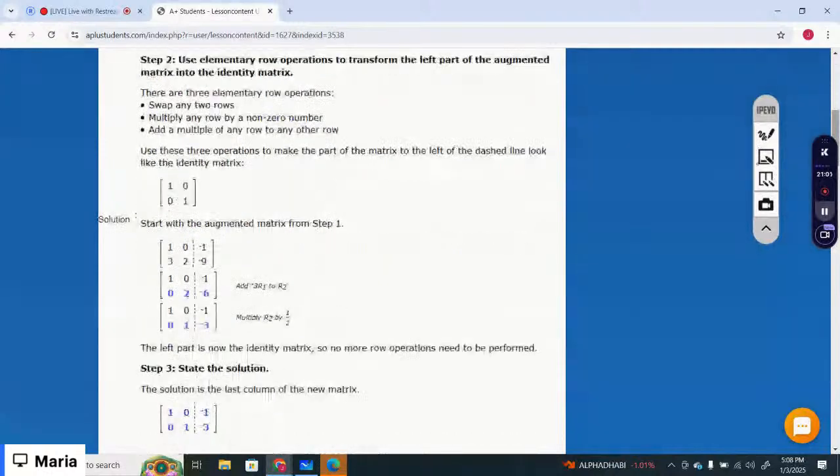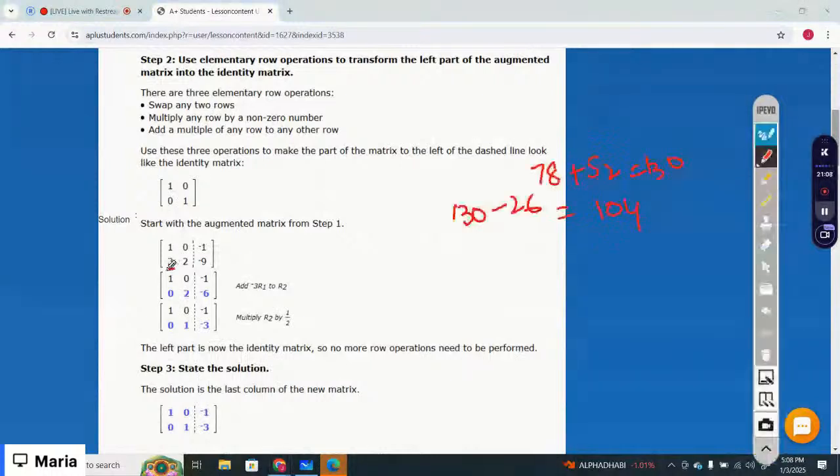So we have the column 1, 0, 3, 2. We have to make this value 0, right? So how do we make it? We can multiply the first row by 3 and subtract from the second row. So when you multiply the first row by 3 and subtract from the second row, you have 0, 2 and negative 6. Now you have to make that 2 equal 1, so you have to divide the second row by 2. So you can see we now have the identity matrix over here. So these are the values of x and y. X is negative 1 and y is negative 3.